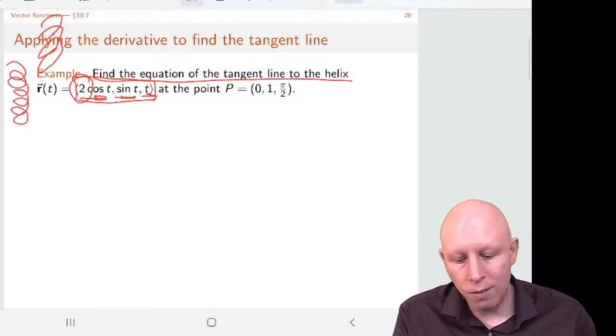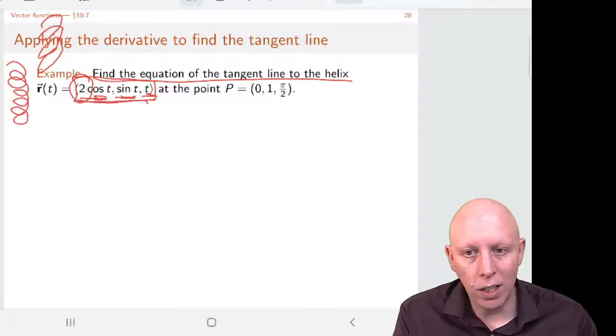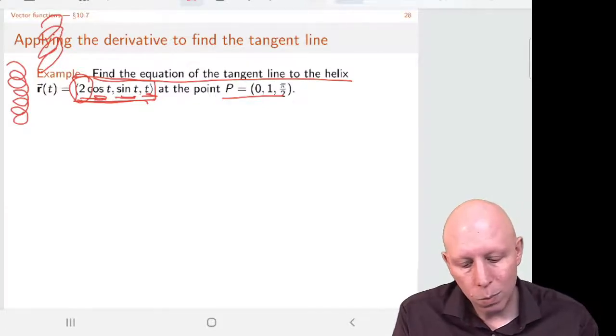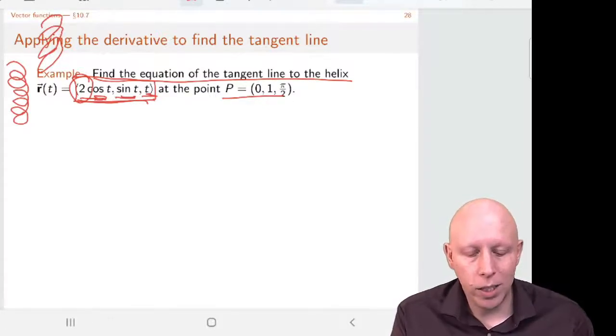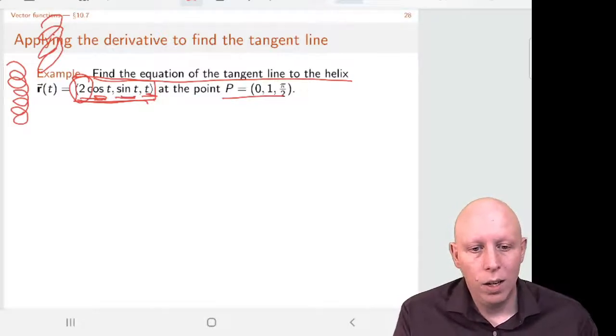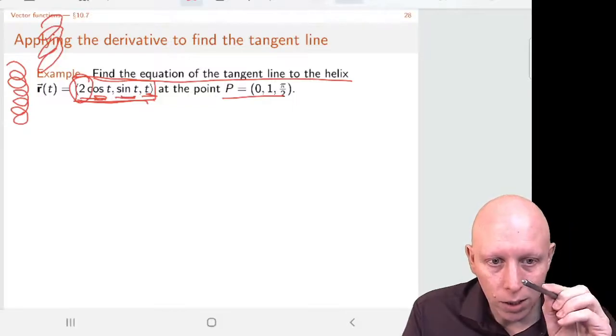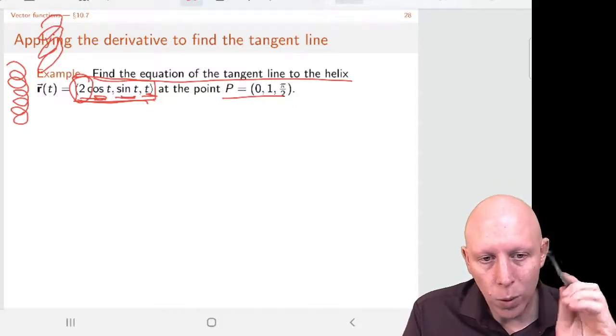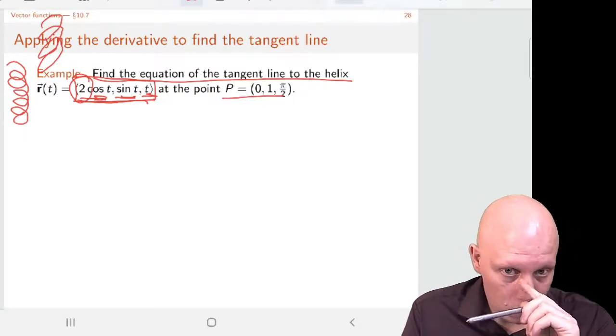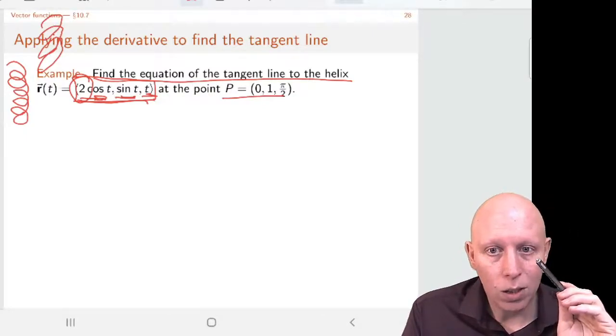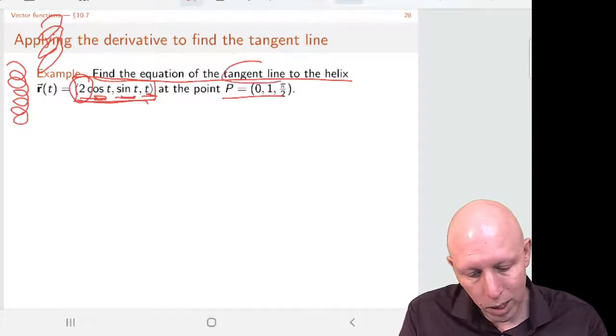All right, so here we have a helix, we have a vector function, and we have a point on the vector function. Given this point, we need to find the equation of the tangent line to the helix. So we need to find the equation of a line. To find the equation of a line, we need a point and we need a direction. We have our point, so we need our direction.